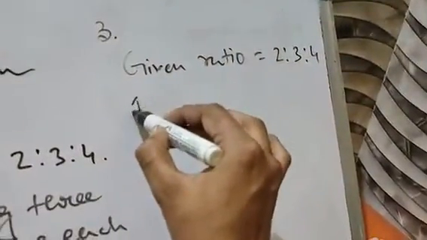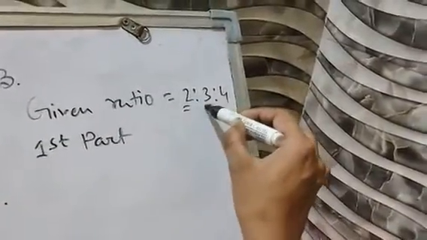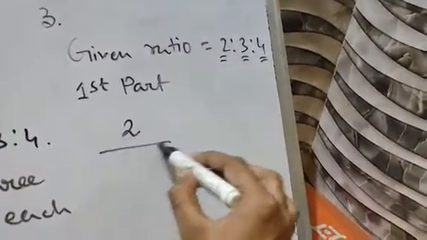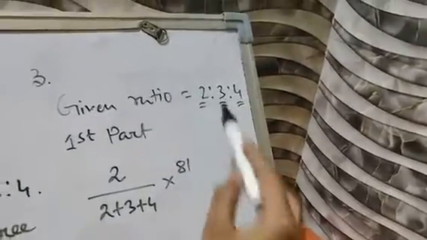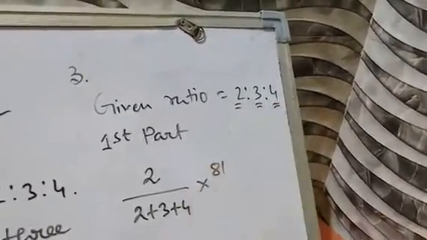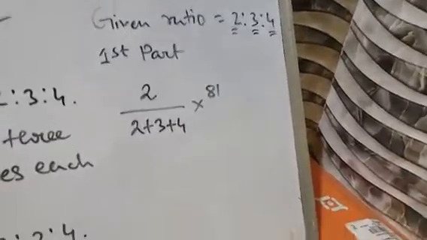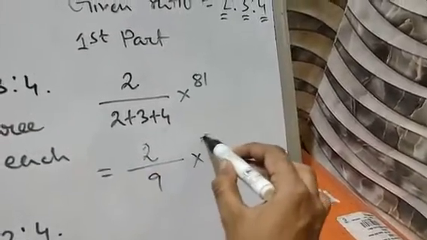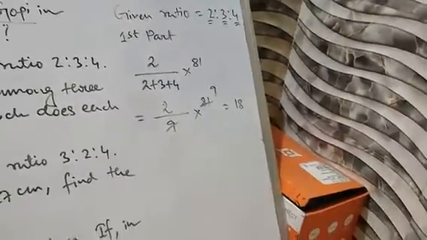So the first part, the rule is same. The first part is 2, second part is 3, third part is 4. Clear? So the first part will be 2 divided by 2 plus 3 plus 4 into 81. Because the first part is 2, therefore the numerator will be 2, and in the denominator just add the 3 terms and multiply with the given number. Given number is 81, so multiply. Therefore 2 divided by 9 into 81. So 9 9s are 81, 2 9s are 18. First part is your 18.